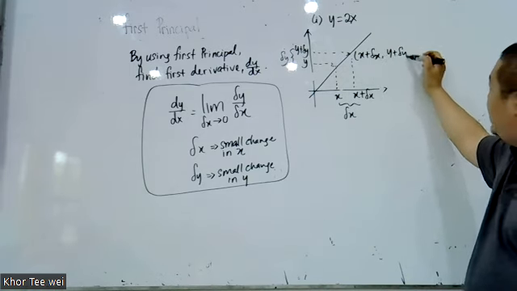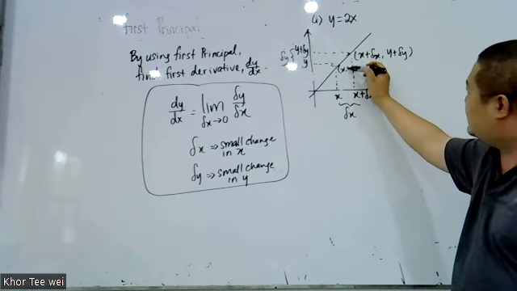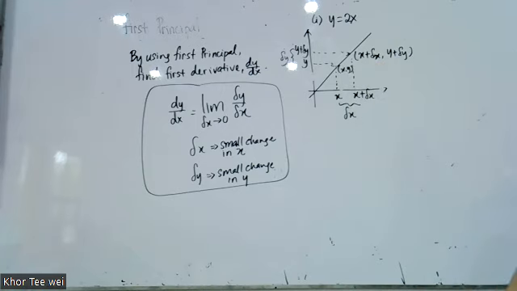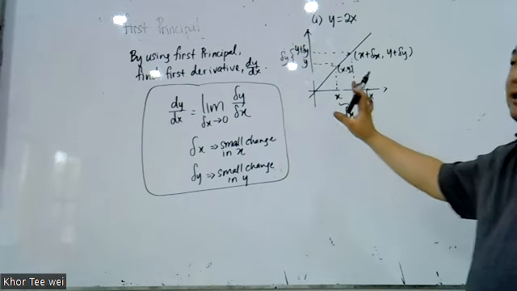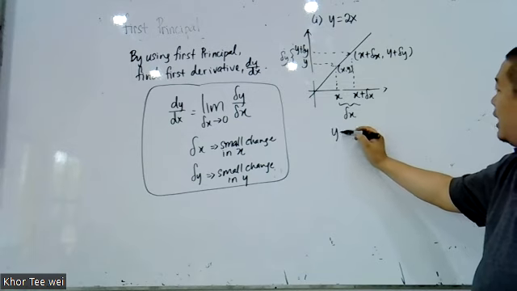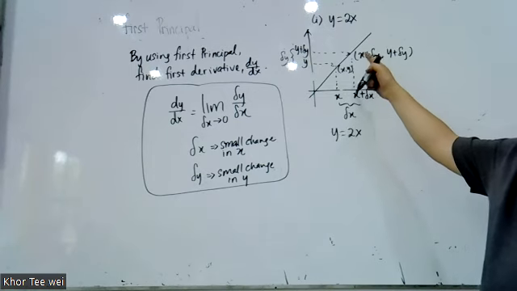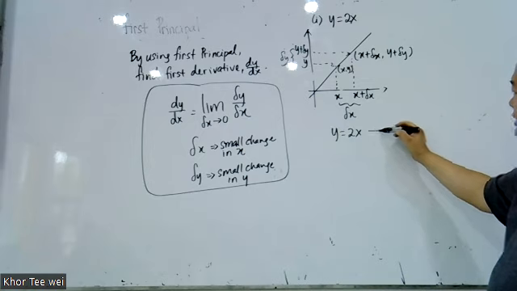Okay, you see, x plus delta x, y plus delta y. This one will be x and y, right? Okay, so you see, when you want to do the first principle, how? Okay, your y equal to 2x. This one is the original equation, I call it equation 1.